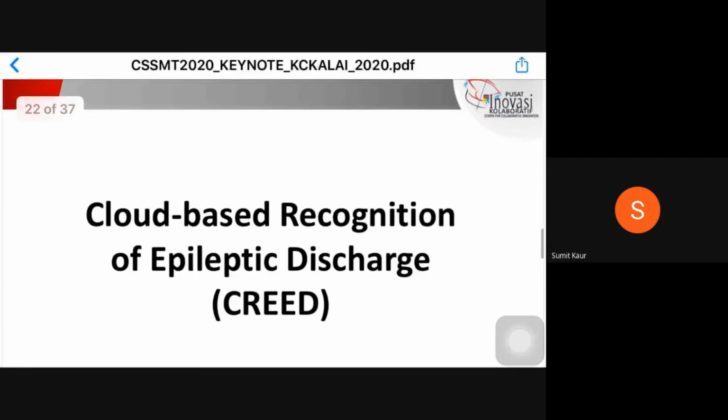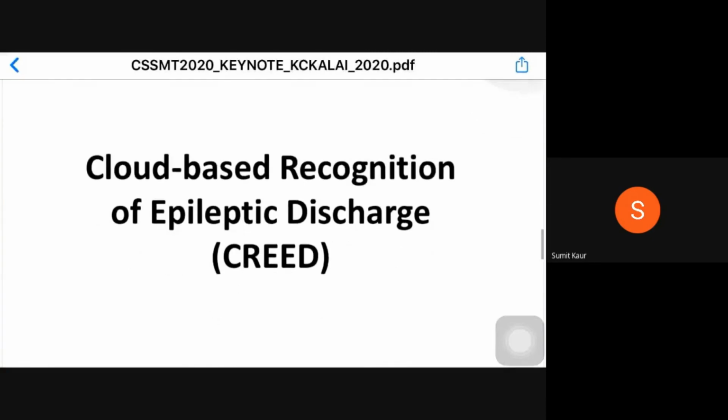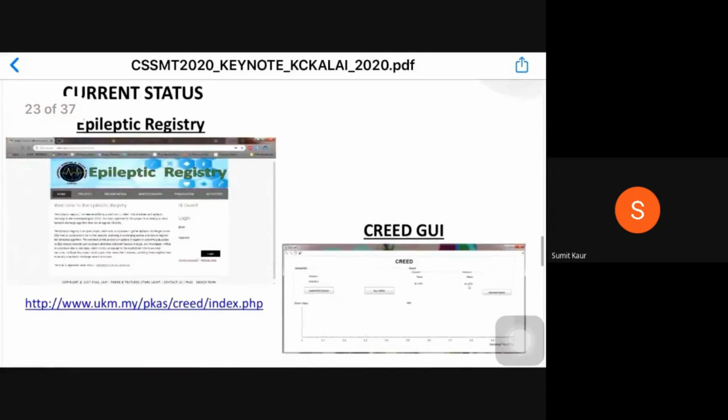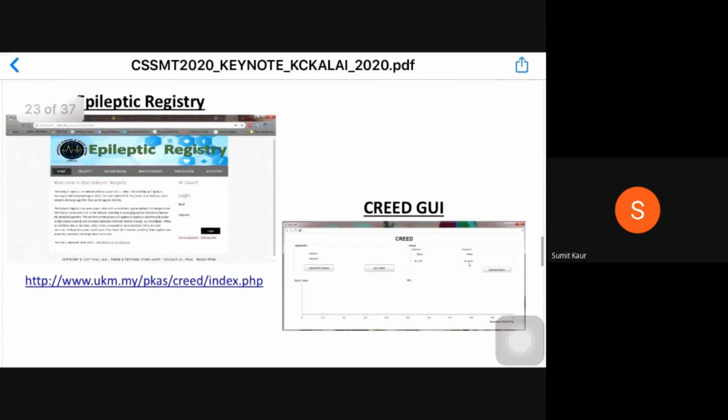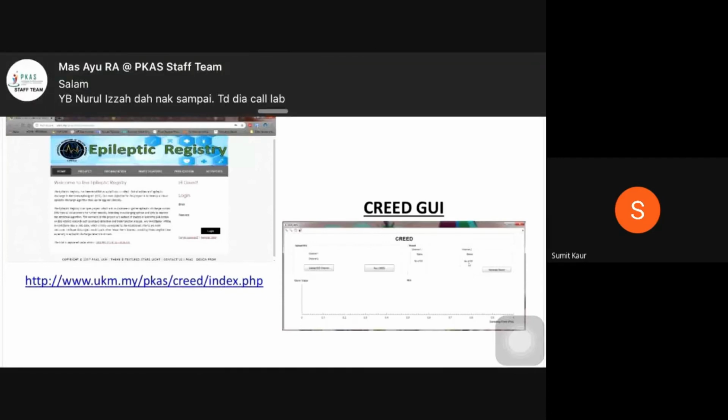The second project in this scope is a cloud-based recognition of epileptic discharge. This is CREED. CREED is another system that we are using to assist medical doctors in a clinical environment. With seizure or epilepsy, when the patient comes to the hospital for their checkup or follow-up, the event doesn't happen at that time.